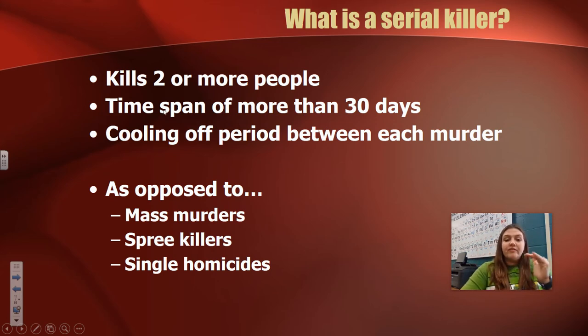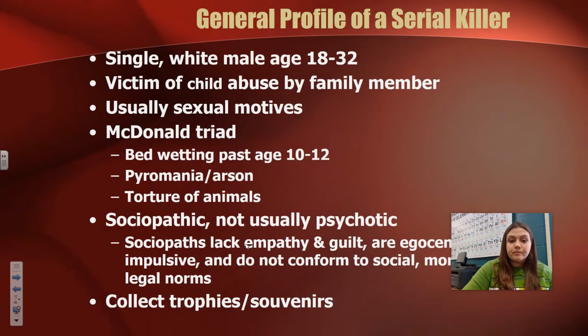To be a serial killer, you have to have time in between the kills. The span has to be at least 30 days. So you have to be a killer for at least 30 days. Cooling off period between each murder, generally. So they kill someone, they wait a while, premeditate, plan, and then kill someone else. As opposed to mass murders, spree murders, which is just kind of on a whim, and single homicides. None of those are a serial killer.